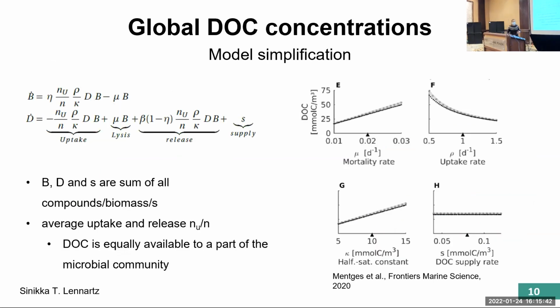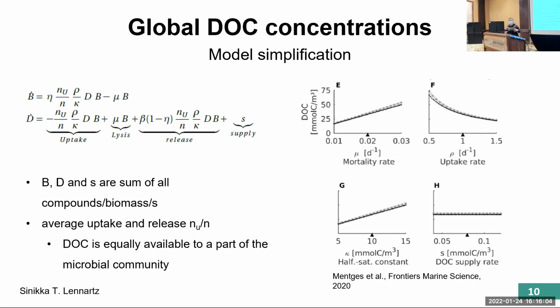But we wanted to see whether we can take this mechanism or this model and also reproduce the patterns that we observe of dissolved organic carbon in the ocean. Generally, we see a gradient with depth, so higher concentration at the surface, lower in the subsurface, and we see an accumulation in subtropical gyres.